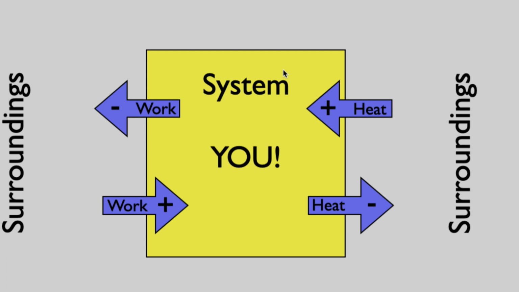But again, guys, these positives and negatives only work if we are where? In the system. If we were in the surroundings, what would happen to the signs? They'd all switch, and that's physics. Because in physics, you always have yourself in the surroundings. In chemistry, we're always in the system. Big ideas, y'all. You okay?